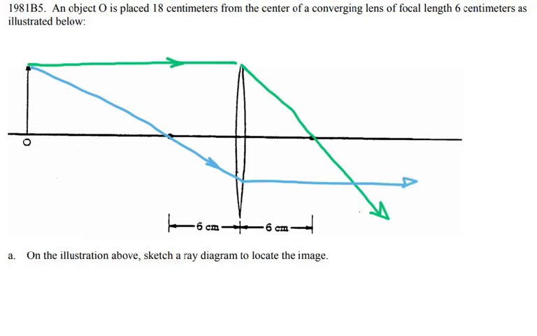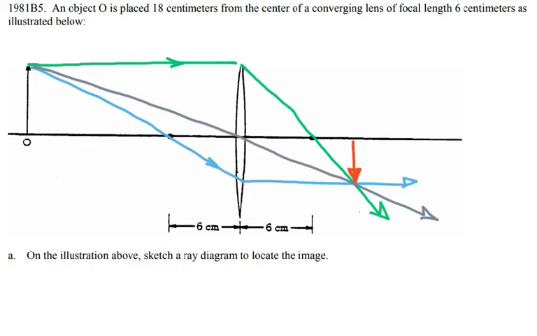And the third ray would go through the center. The one that goes through the center doesn't bend, so it always goes straight. The image of the object is going to be formed where they intercept. So this will be the image of the object. And that was the first question, where they wanted you to illustrate the diagram for the rays.